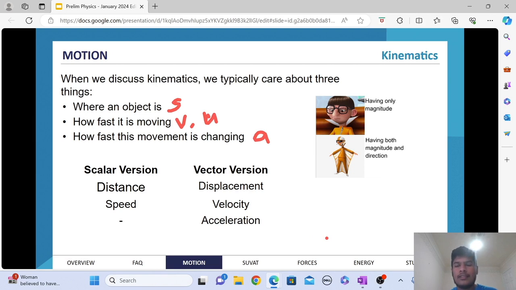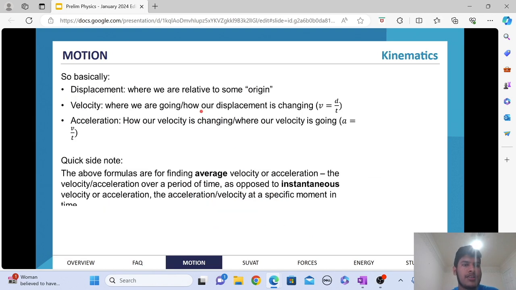Acceleration doesn't really have a scalar version, so the vector version would be something like 10 meters per second squared east. So basically, displacement is where we are relative to some origin. The word origin is in quotations because technically we can choose where our origin is, as long as we're in an inertial frame of reference, if we're going to stick with our regular formulas. Then there's velocity, which is how fast we're going, how fast our displacement is changing.